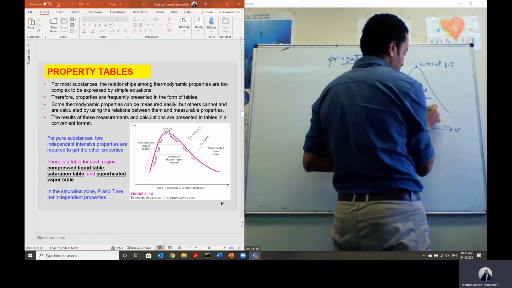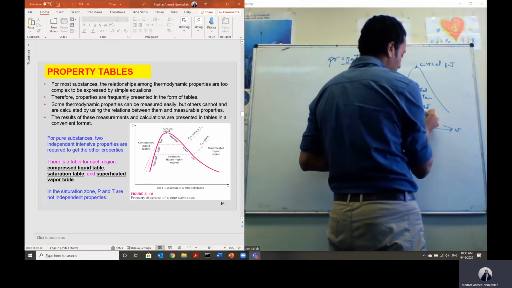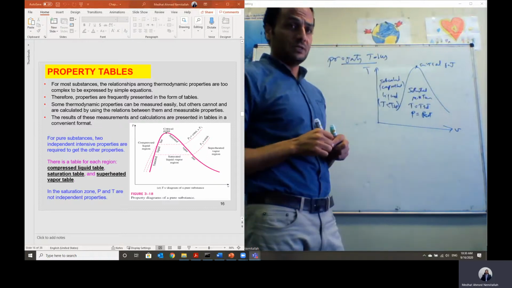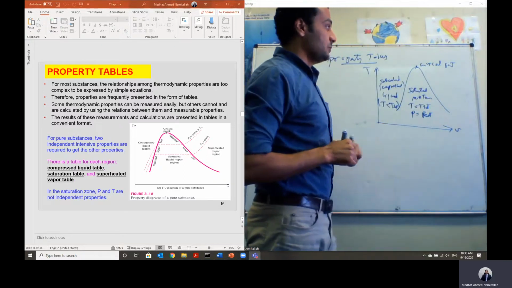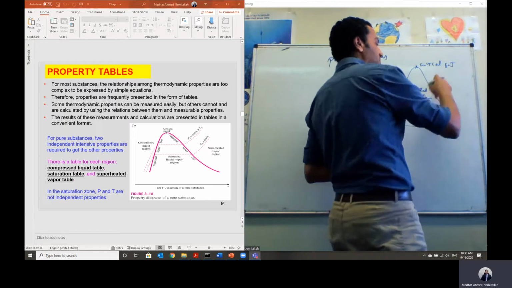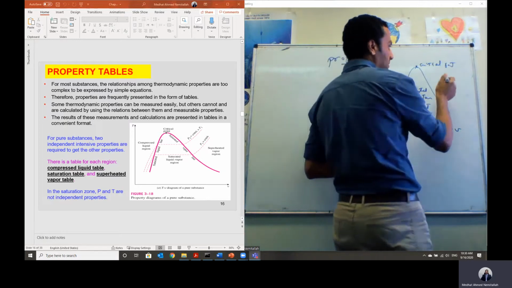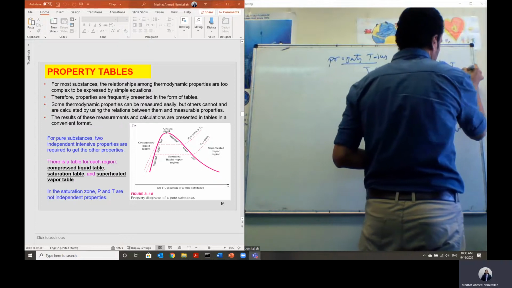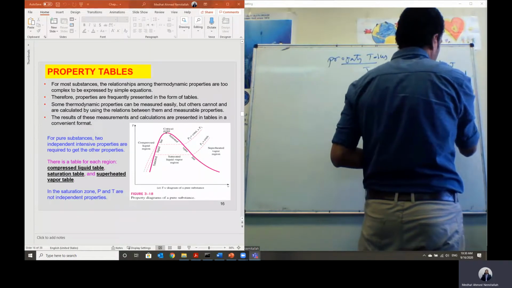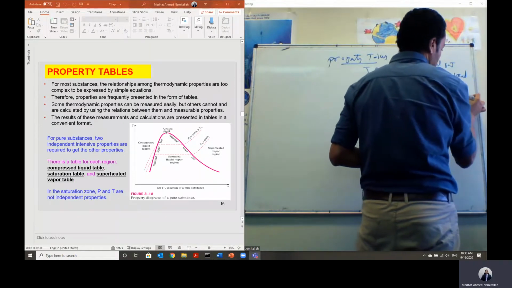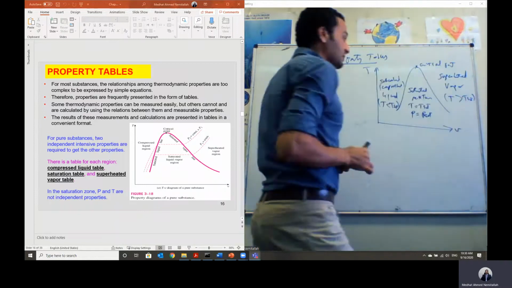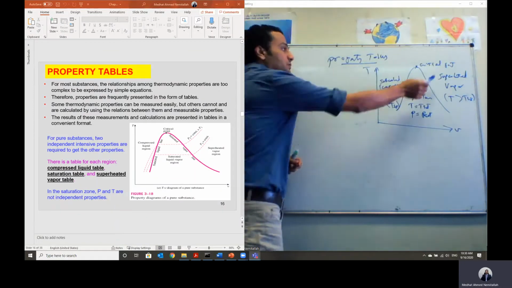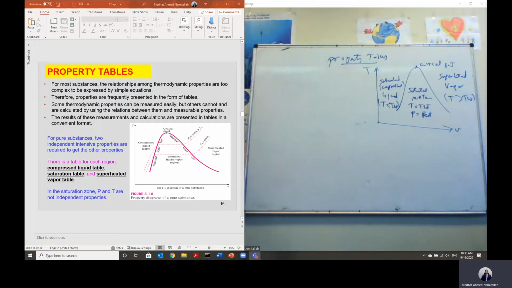In this zone, while the phase change occurs, the pressure is equal to P saturation and the temperature is equal to T saturation. And after reaching the saturated vapor, if we add heat, then we reach the zone called the superheated vapor zone. In this case, the temperature is greater than the saturation temperature. And we said that for each of those zones, inshallah, we'll have a table.